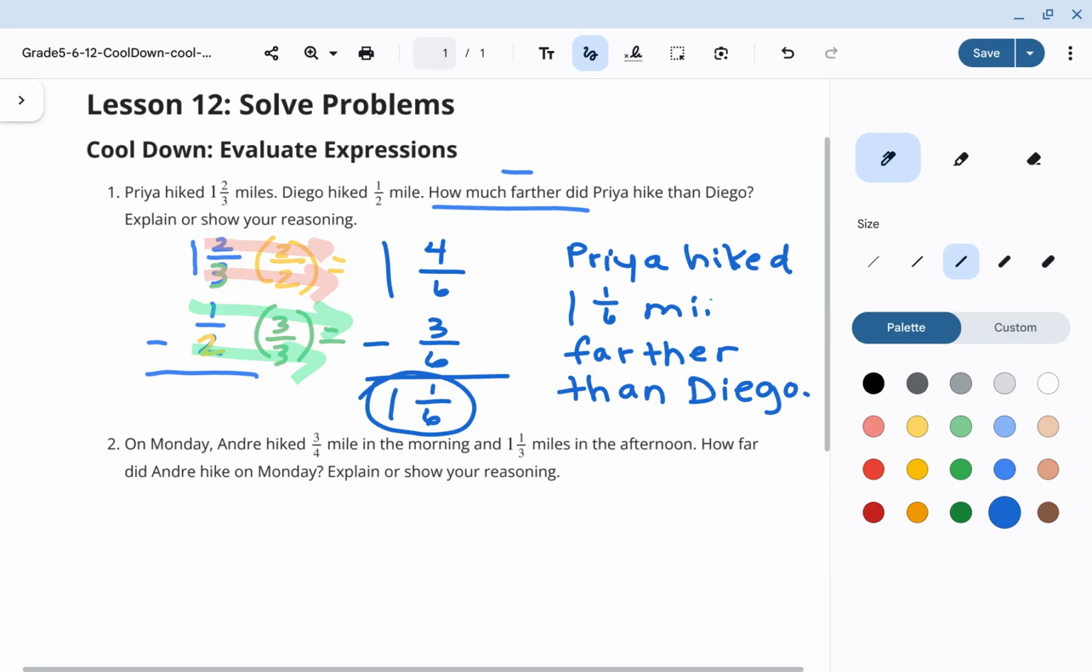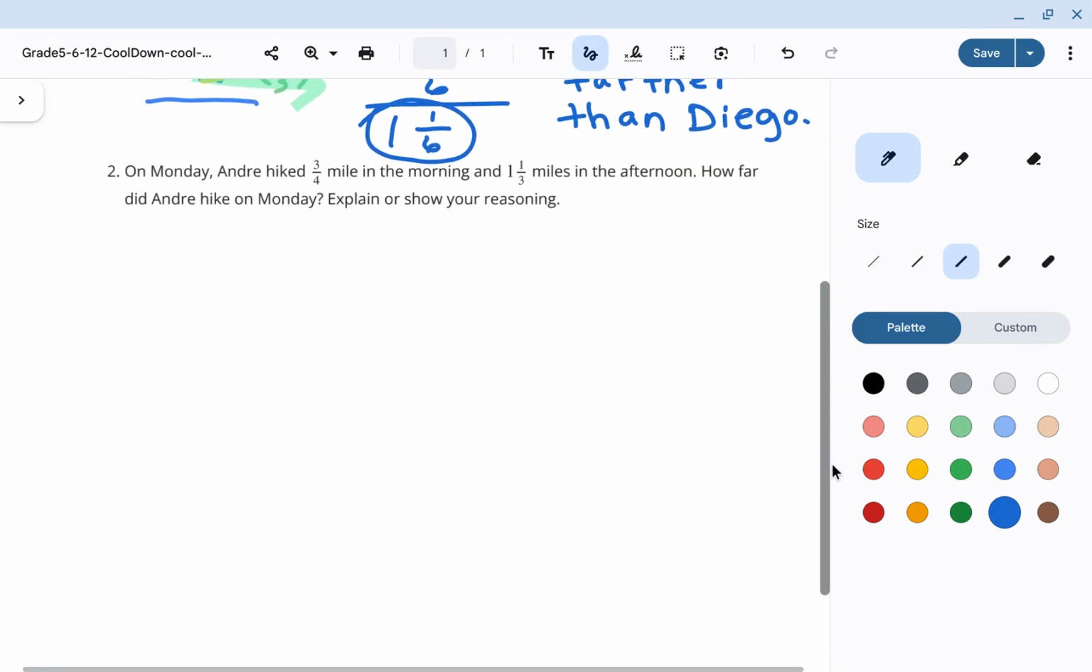Let's take a look at number 2. We're going to notice in number 2 that we're going to have to use some similar reasoning. So here it says on Monday, Andre hiked 3/4 of a mile in the morning and 1 1/3 miles in the afternoon. How far did Andre hike on Monday? Explain or show your reasoning. So this time we're going to be joining together two values. He hiked this much in the morning. He hiked this much in the afternoon, and we're going to add them together to find out how much he hiked in the entire day.